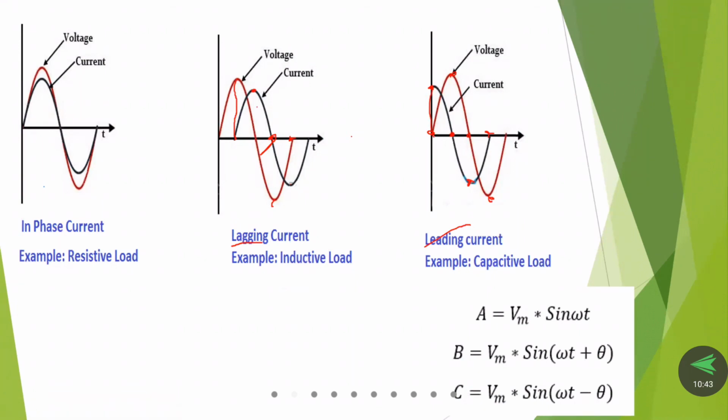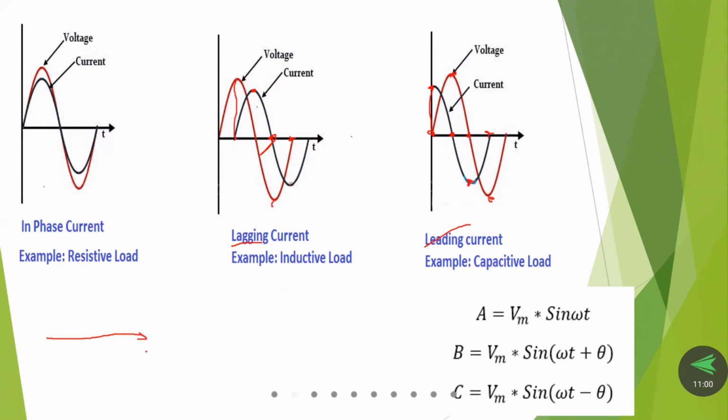If you want to draw the vector diagrams for in phase, lagging and leading, we get it like this. For example, this is a vector representation we are taking on the x-axis.